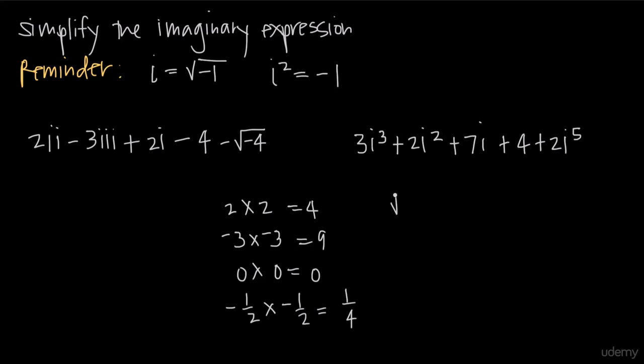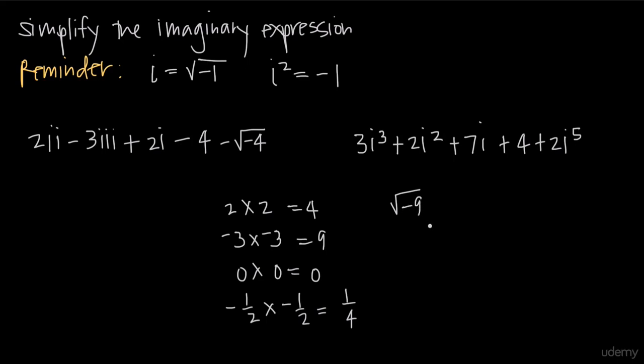But what if we want to find the square root of something like negative 9? Looking at these examples, if we take the square root of 4, we get 2. If we take the square root of 9, we can get negative 3 or positive 3. If we take the square root of 0, we're still going to get 0. If we take the square root of 1/4, we're going to get positive 1/2 or negative 1/2. But what if we want to take the square root of a negative number? It seems like it's impossible to do.